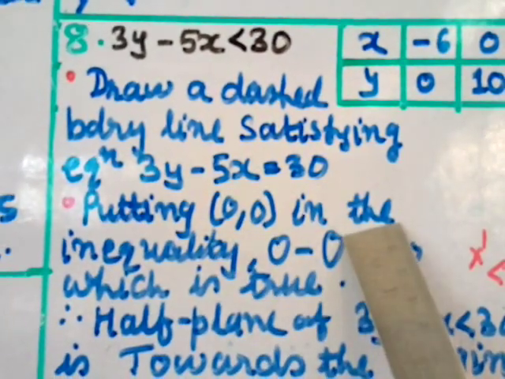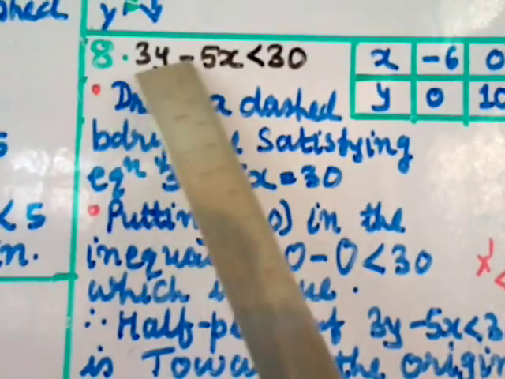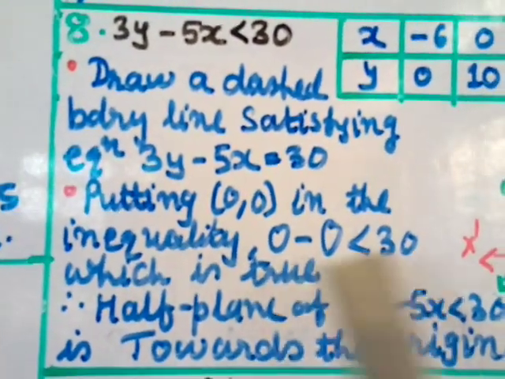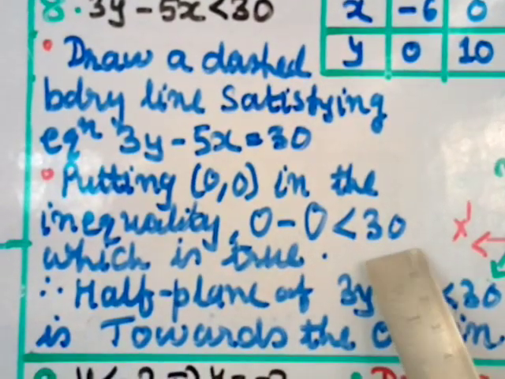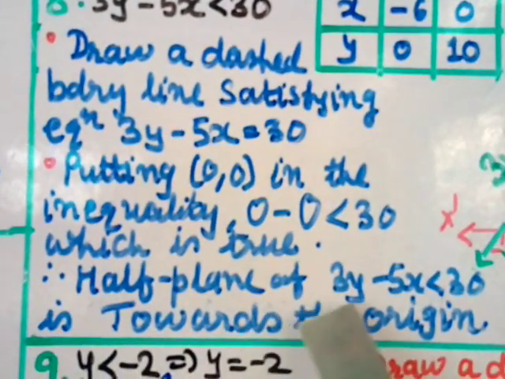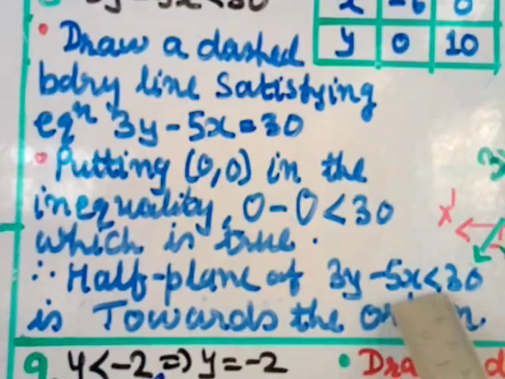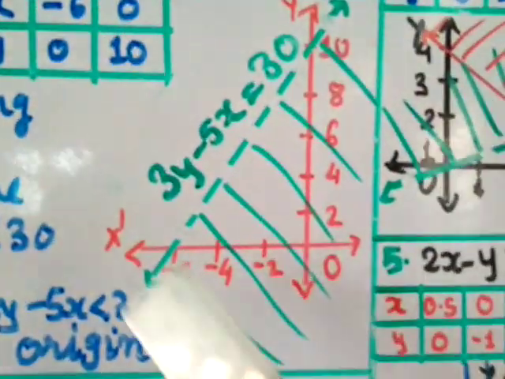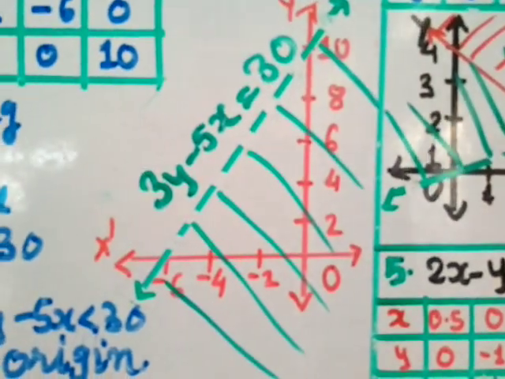Putting 0, 0 in the inequality, we get 0 minus 0 less than 30, that is 0 less than 30, which is true, right? Therefore, the half plane of 3y minus 5x less than 30 is towards the origin. See, I have shaded the region downward. It will include the origin.